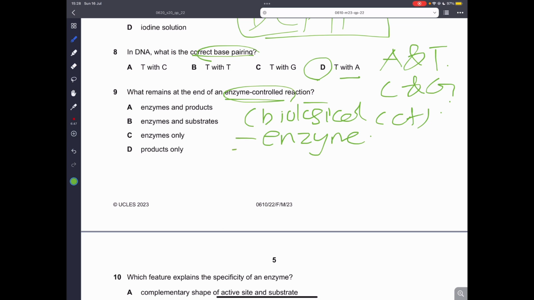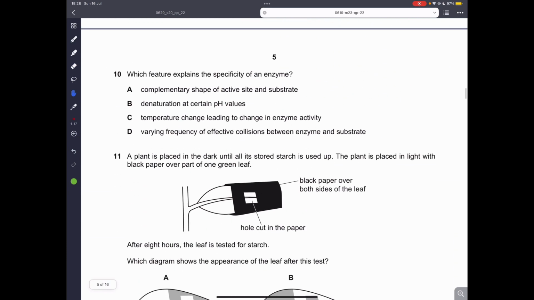This is the definition you have to know as well. So enzyme is one of the products that will remain, and the other one that will remain are the products itself, at the enzyme. So A is the correct answer.